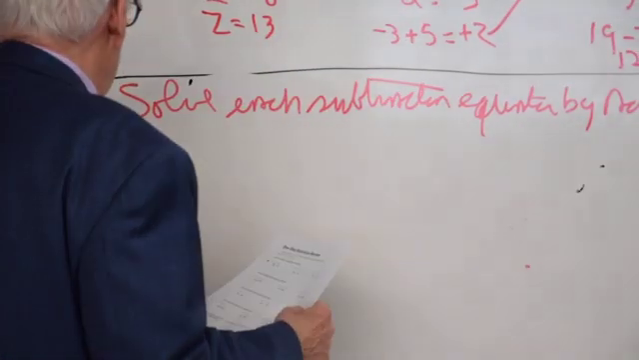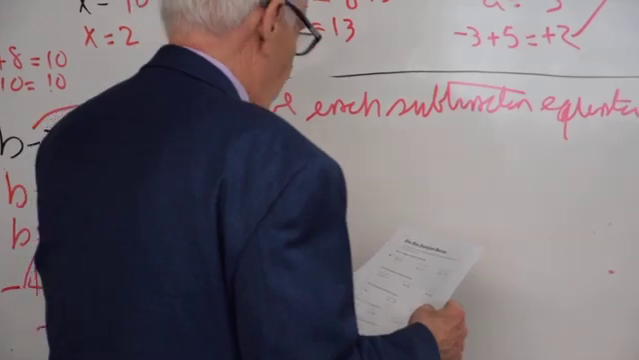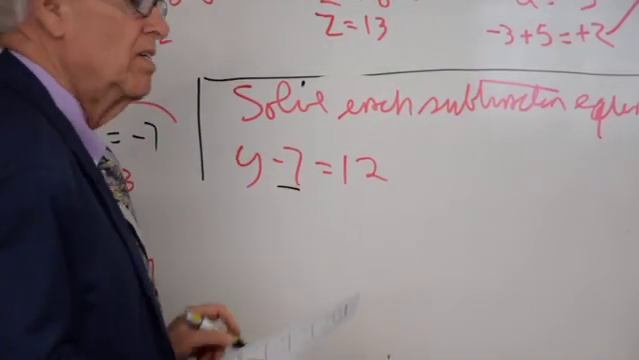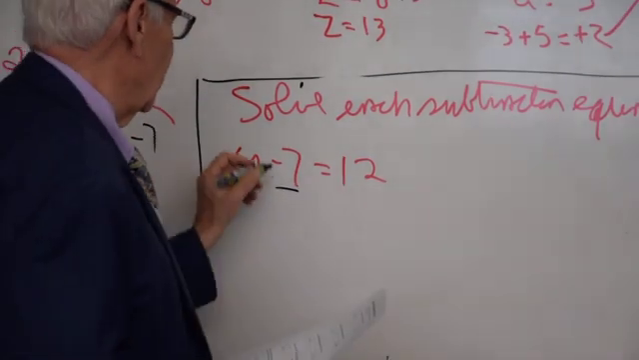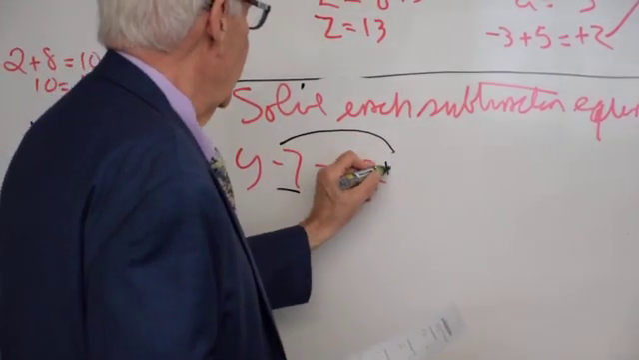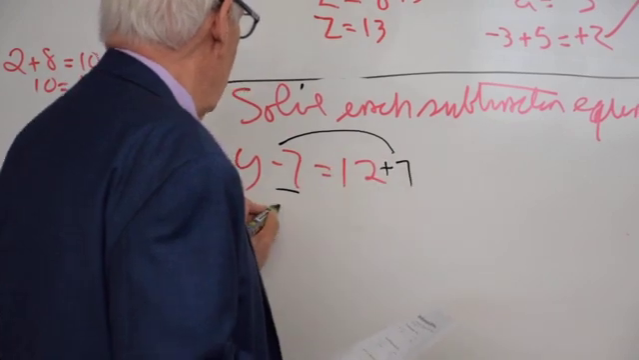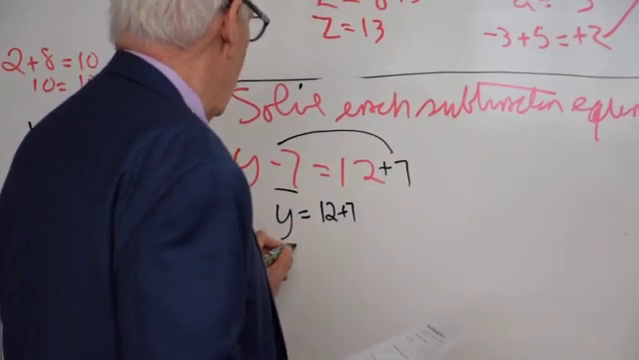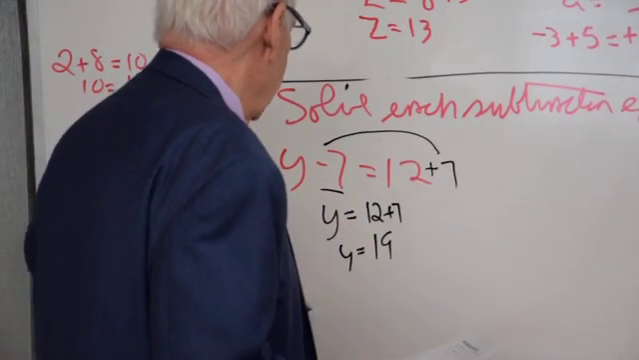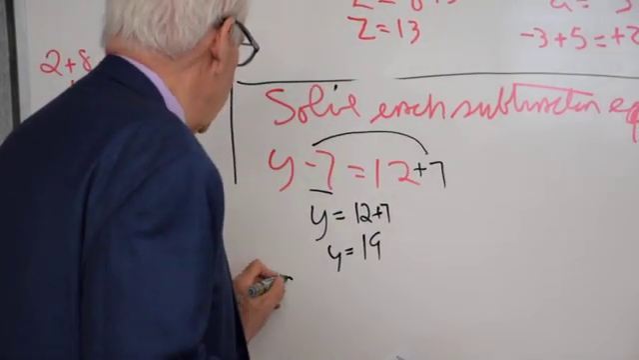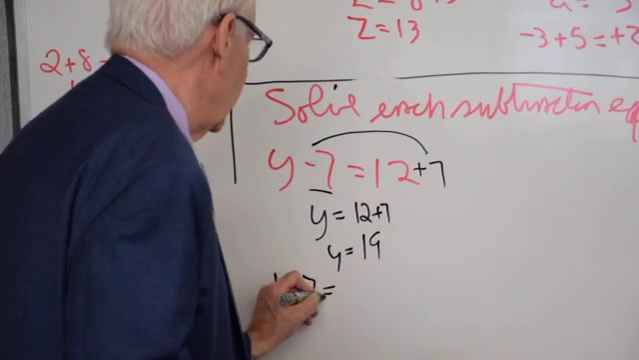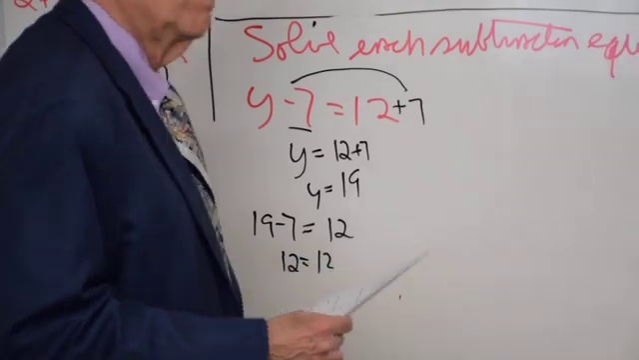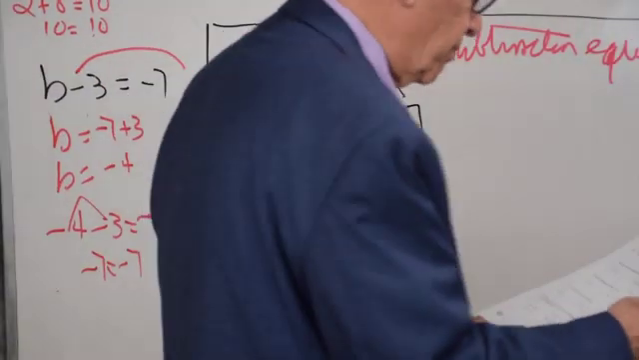So y minus 7 equals 12. Okay? So now look at this minus over here. Does that bother anyone? No. You guys know what to do. You're going to move it to the right, and what we're going to end up with is y equals 12 plus 7, or y equals 19. Guess what? If that's true, we should put 19 where the y is, minus 7, and see if that really does equal 12. Guess what? 12 equals 12.